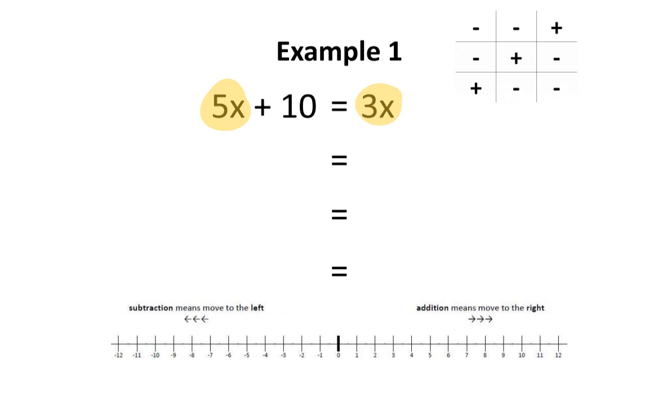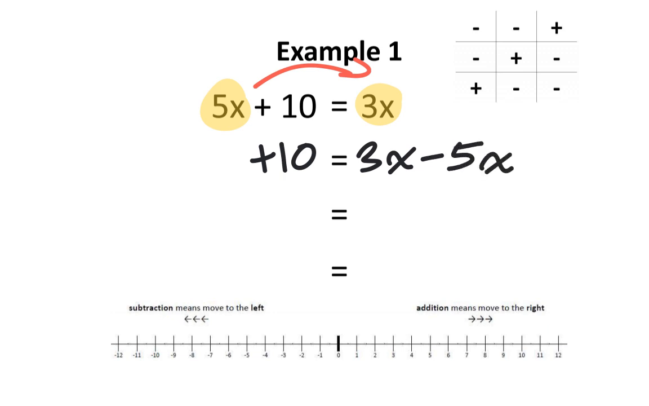Like terms like to be together, which means I can bring the 5x over to be with the 3x, or I can bring the 3x over to be with the 5x. I'm going to bring the 5x over to be with the 3x. Generally speaking, you want variables and numbers to be on separate sides of the equation. When you bring a term over the equal sign, it becomes the opposite. So it is no longer positive 5x, it is now negative 5x.